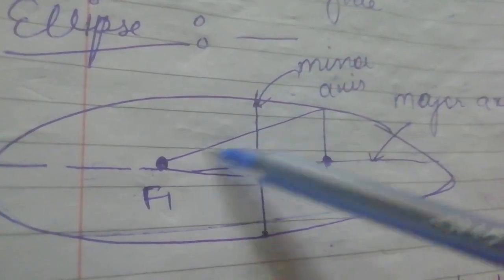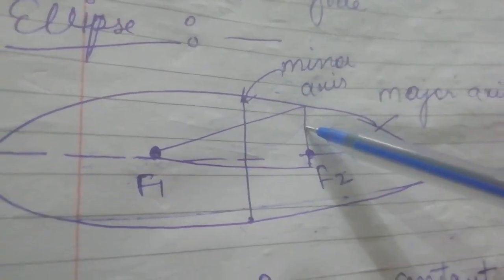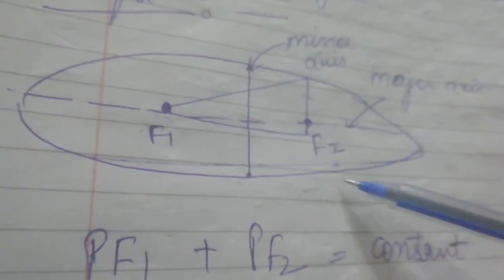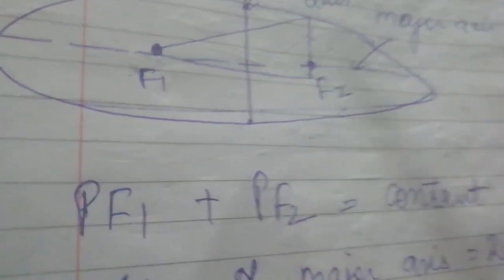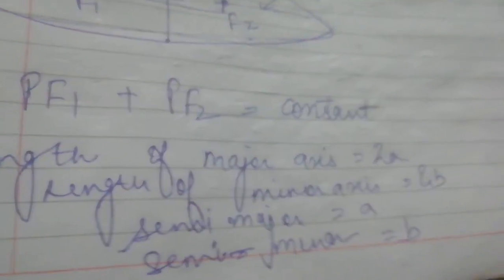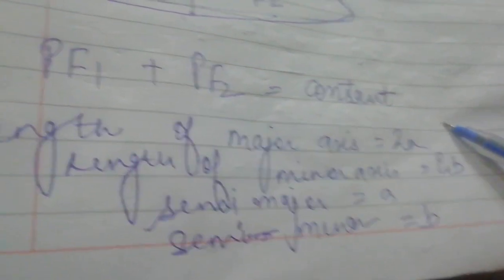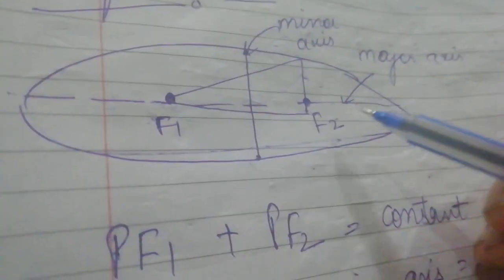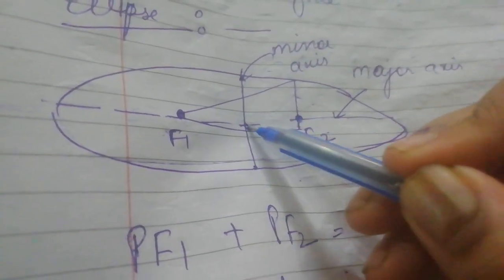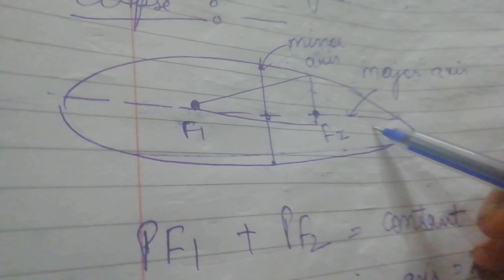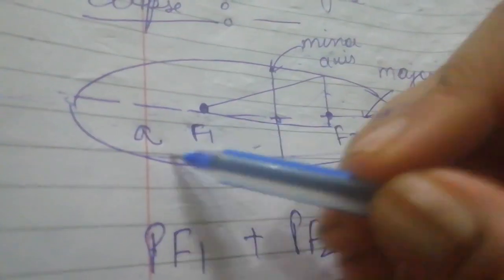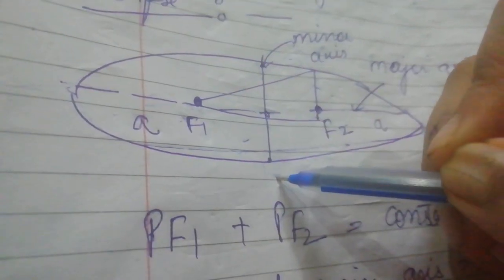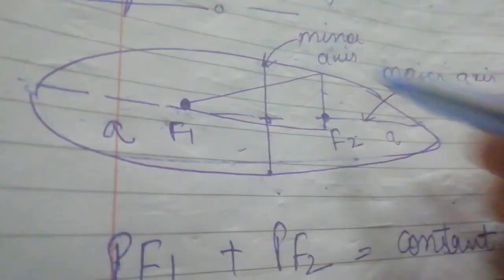Now, this distance is always constant. So PF1 plus PF2 is equal to a constant. The length of the major axis is equal to 2a. How is it 2a? From this point to this point, the distance is a, because the line passes through the center of the ellipse. So a plus a is 2a.